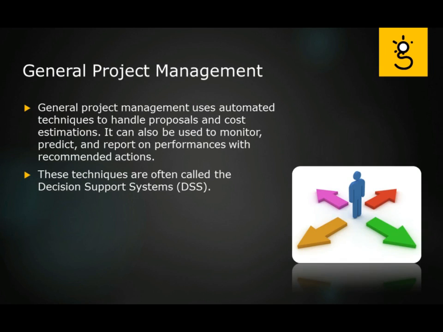General project management, what we call the GPM, uses automated techniques to be able to handle the proposals and cost estimations. We can use it to monitor, to predict, and report on performances with recommended actions. These techniques are often called decision support systems.